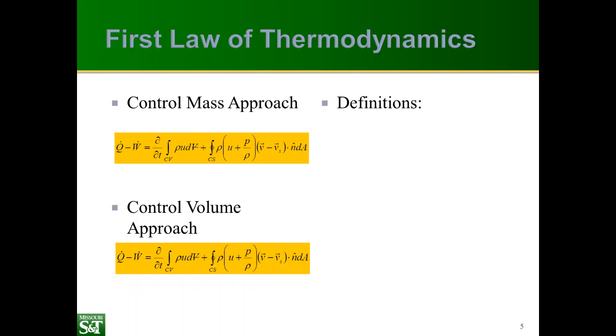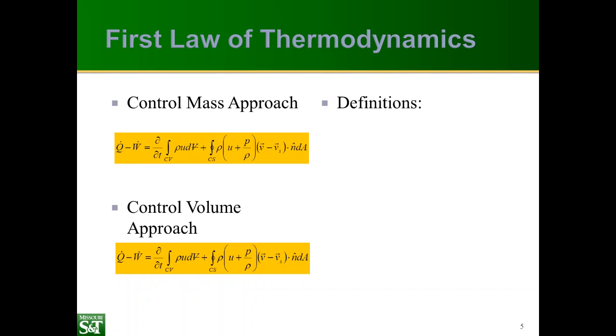In the control mass approach, we're looking at a lump of a substance, and we're always going to be looking at the same lump of the same substance. So we might be looking at a solid sphere, or a solid brick, or a particular volume of fluid, and we're going to follow that mass of fluid as it moves through a system.